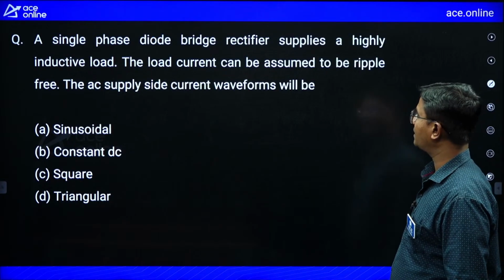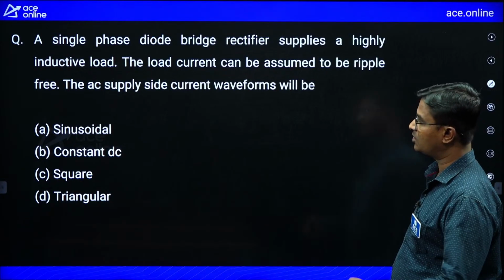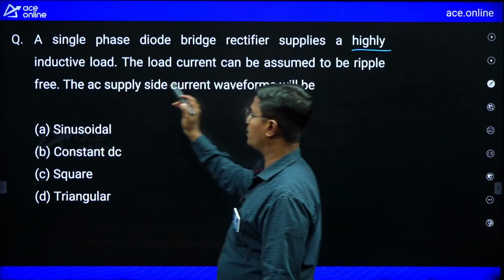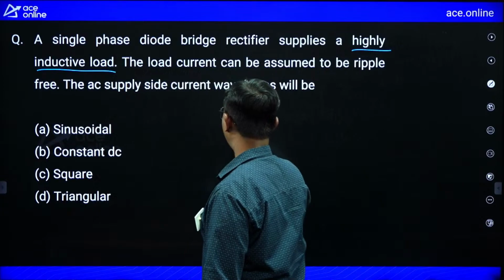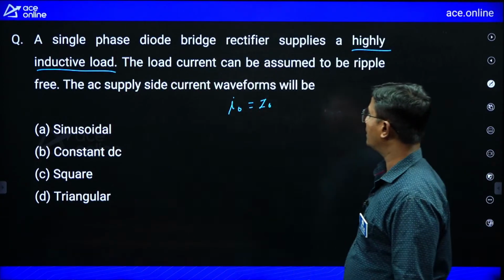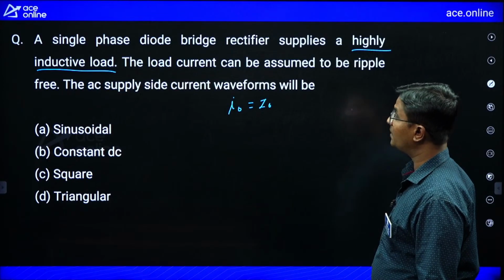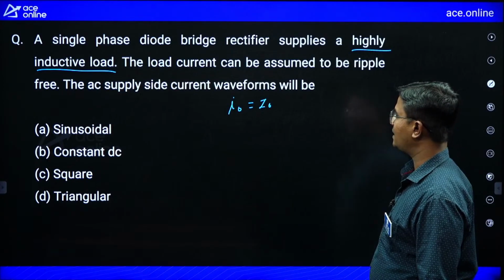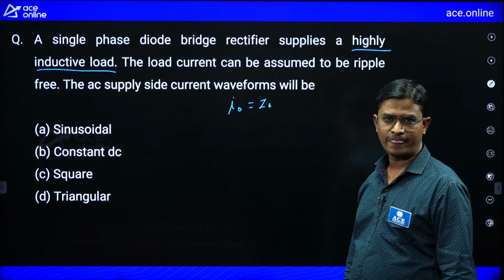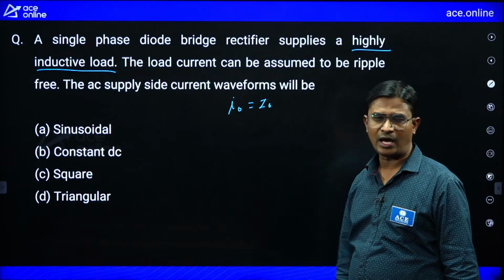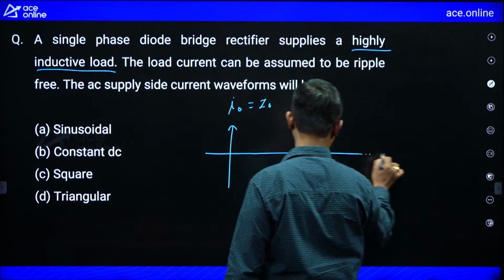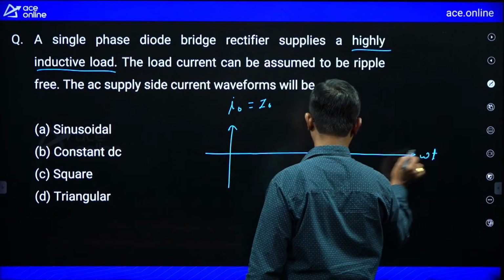A single phase diode bridge rectifier supplies a highly inductive load, which means the load current is constant. Highly inductive load means your load current is a constant, I0 is equal to capital I0. The load current can be assumed to be ripple free. The AC supply side current waveform will be, single phase diode bridge rectifier feeding a highly inductive load. How is my source current waveform? Can anyone answer? How is my source current waveform?